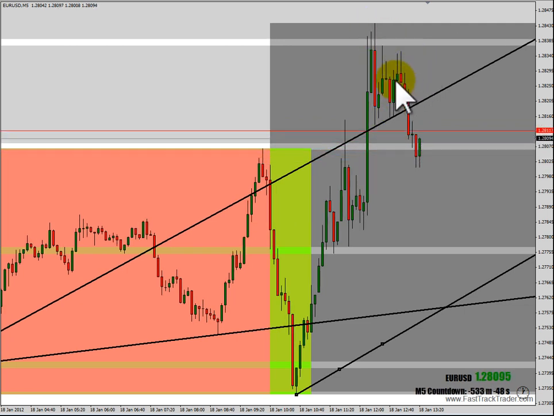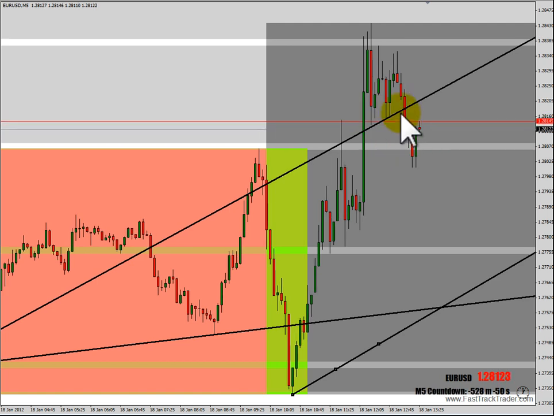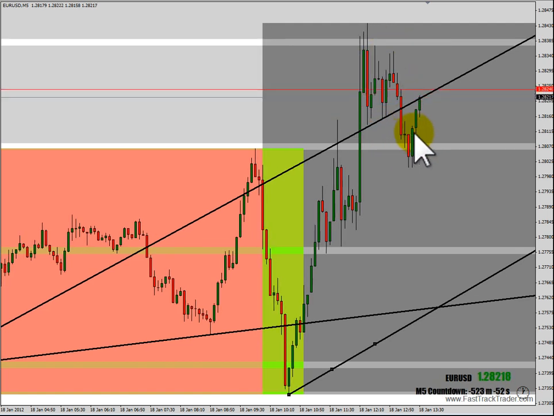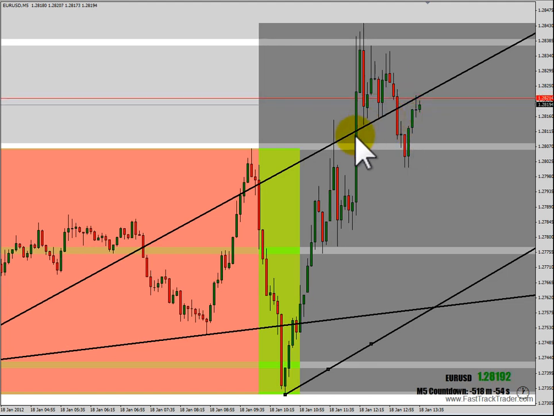So when this breaks down, it's not a surprise. It just can't go up. It's got to go down. Now let's see what happens here on this back retest of this line.